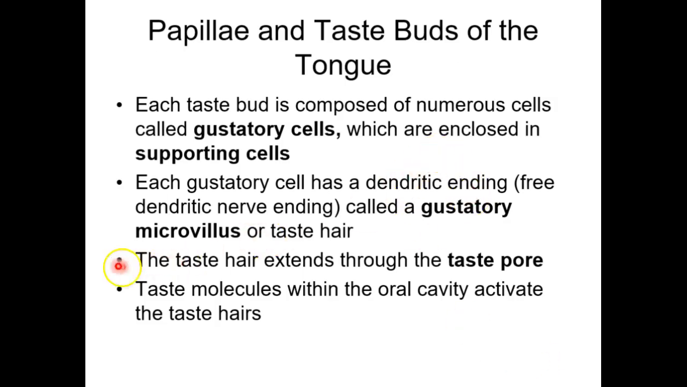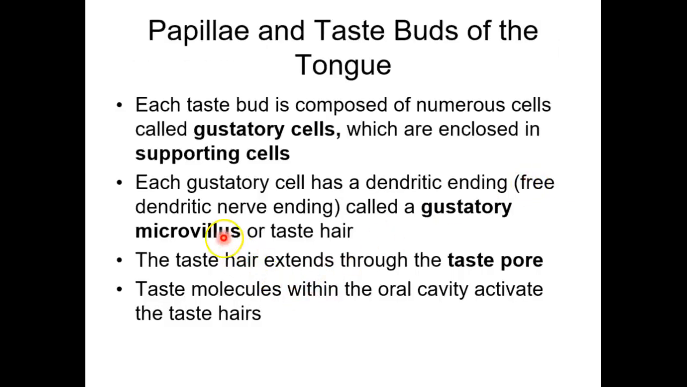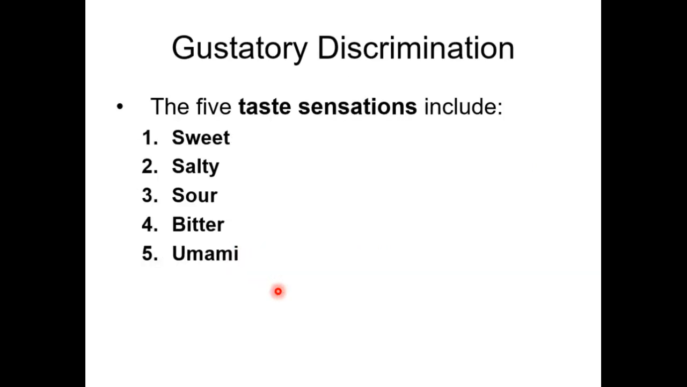So again, gustatory microvilli are going to be synonymous with taste hair, depending on how informal you want to be. That taste hair extends through the taste pore, again visualized right over here, this space. You can only detect 5 flavors: sweet, salty, sour, bitter, and umami, which is a Japanese word that just means like protein.